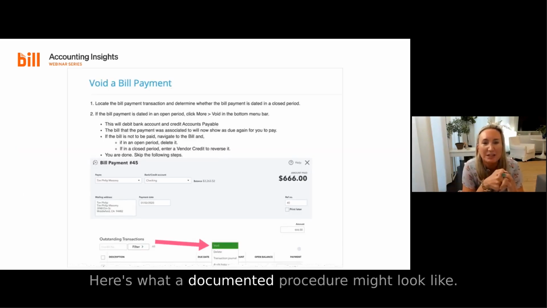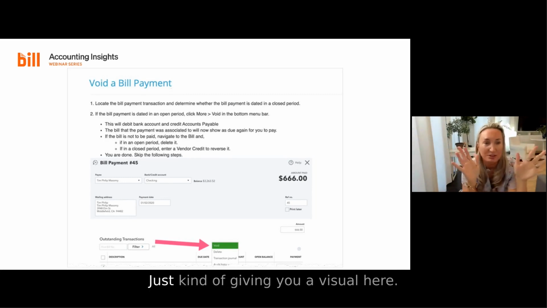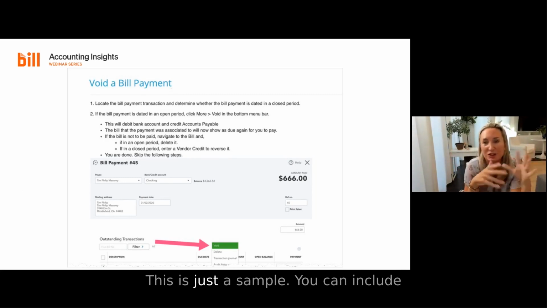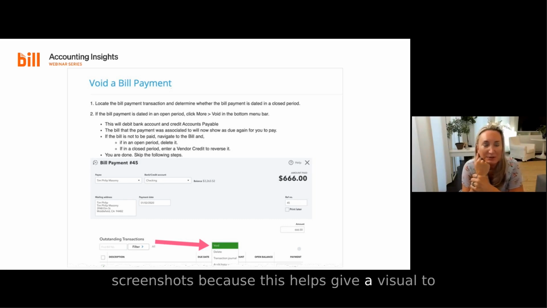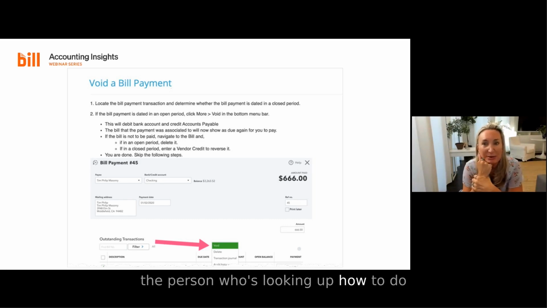Here's what a documented procedure might look like, just kind of giving you a visual here. This is just a sample. You can include screenshots because this helps give a visual to the person who's looking up how to do something. They may be a new person who just started there, or they may just be stepping in for someone else.